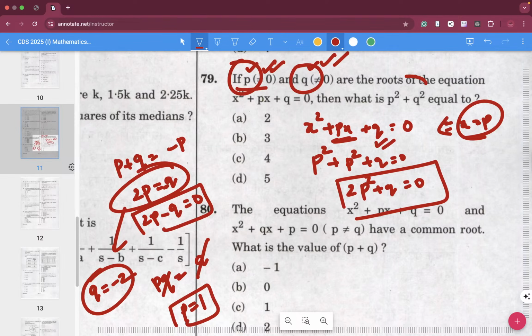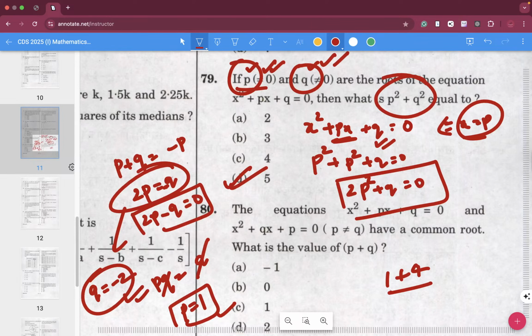Then they are asking what is the value of P square plus Q square? P value is 1, does not matter, plus 2 or minus 2. P square is 1, Q square is minus 2 whole square is 4. So 1 plus 4 is how much? 5 over here, folks.